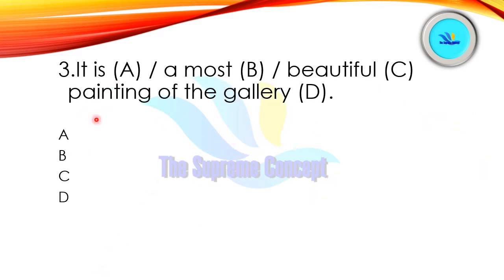Question number 3. It is the most beautiful painting of the gallery. Here are the 4 options, just mark your answer. Error lies in part B. Instead of a most, we will use the most, the definite article. Why so? Because the is basically used before the superlative degree. So it is the most beautiful painting of the gallery is the correct answer here.